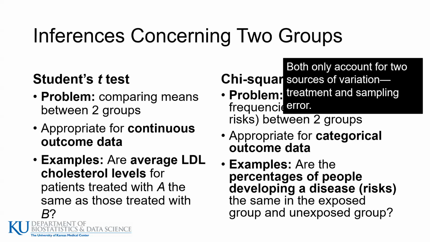So these both account for 2 sources of variation. Any statistical test that you use, when looking at 2 groups, is going to account for both sources of variation attributable to treatment, and also sources of variation attributable to our sampling error.